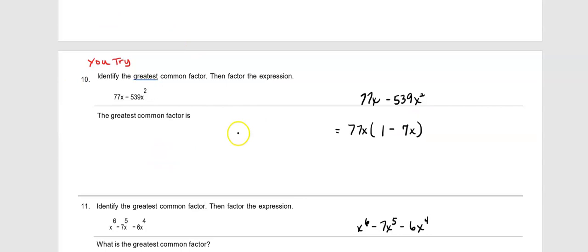When asked to factor 77x minus 539x squared, the answer is 77x times 1 minus 7x. First, the 77 does divide into 539 evenly, so that's why we use 77 for the GCF, and we have an x and an x squared, and we use the x.